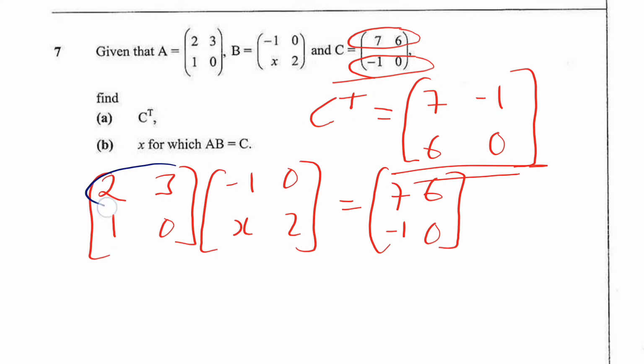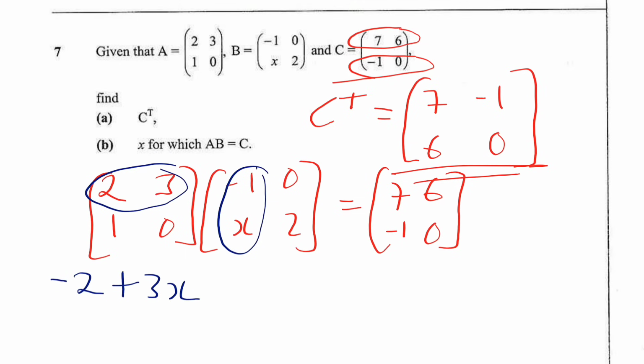Okay, so it will be row by column, row by column. Well, we need to find the value of x. So it will be 2 times -1, which is -2, plus 3 times x, which is 3x. Okay, we can't use this and this, because x is just here.